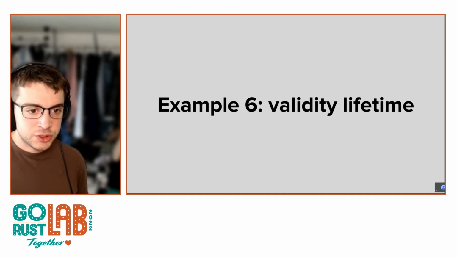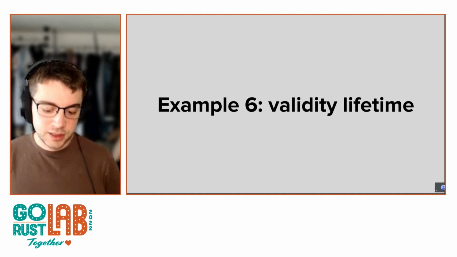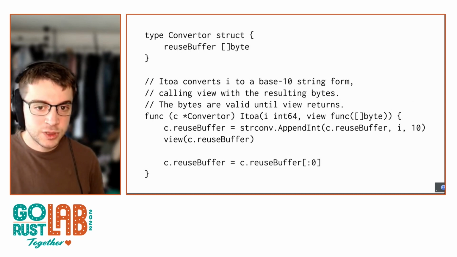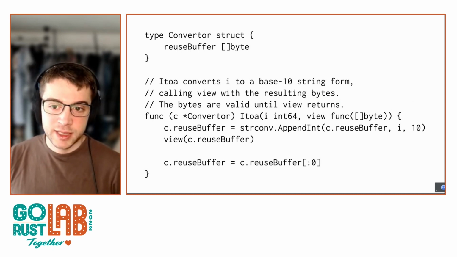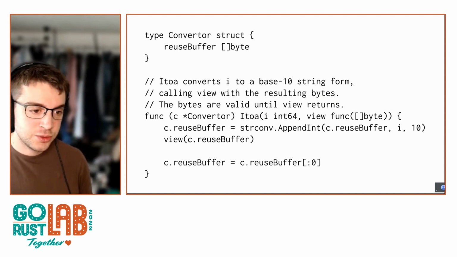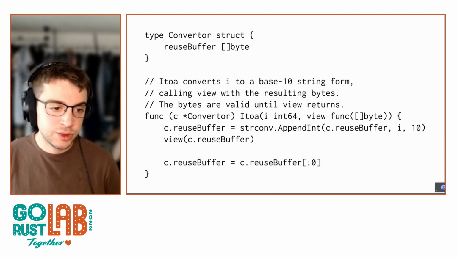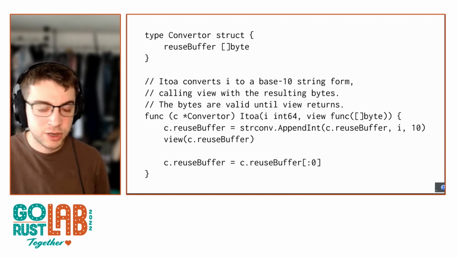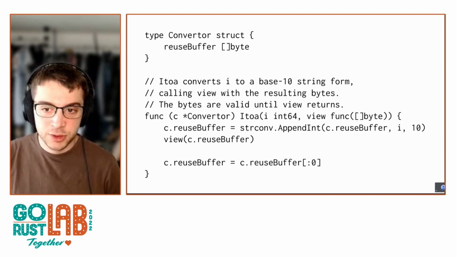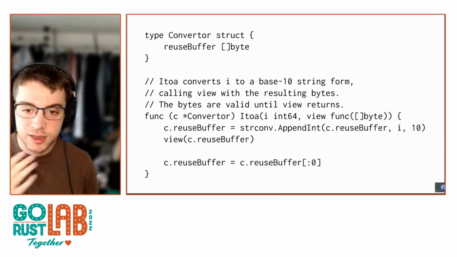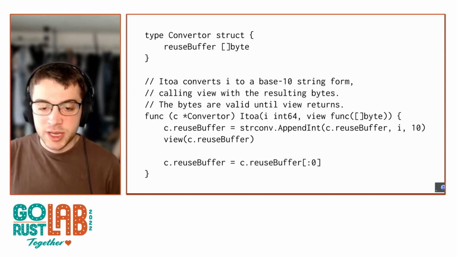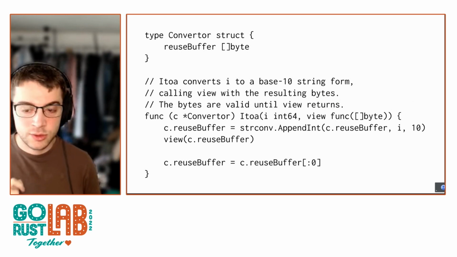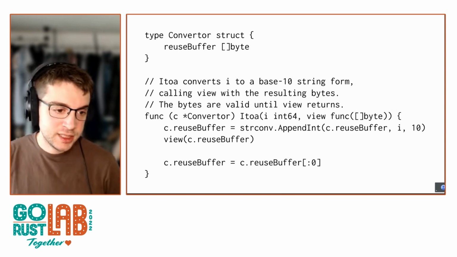The last example that I want to go over is validity lifetimes. So here's an example. Imagine that you have an API that converts integers to strings. So if you give it 1, 2, 3 as an integer, it's going to give you the bytes 1, 2, 3, the string 1, 2, 3. It's going to convert it into a base 10 string integer. So you can do that with strconv.Itoa or FormatInt, but that allocates every time you call it, right?